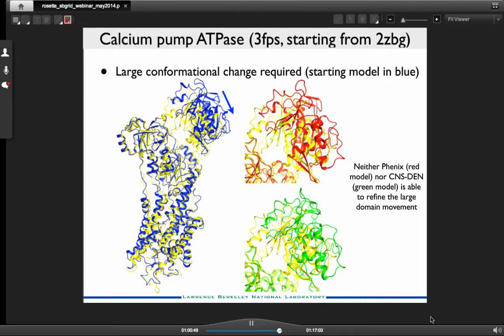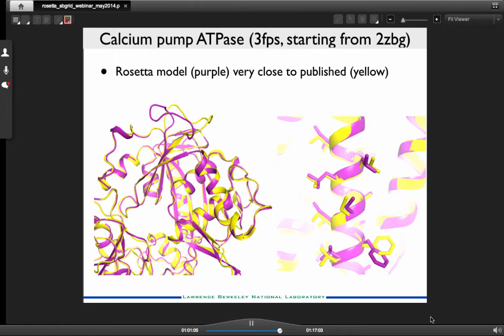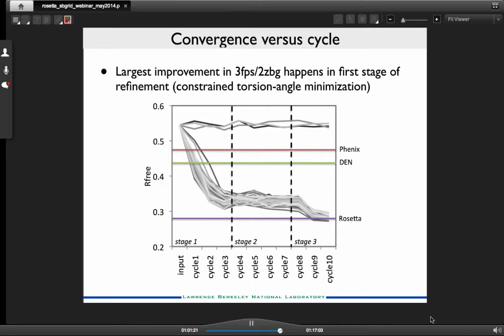This is another extreme example also from the paper, where we have a fairly large domain movement again. And it's even rigid body refinement. It was difficult to get that to move this very far. Again, Phenix gets stuck. DEN moves it a little further, but it can't get the entire domain movement. And Rosetta is able to do the entire thing. And even the local details are fairly good. And as far as we can tell, the torsion angle minimization really makes a huge difference here. And that seems to be the key ingredient.